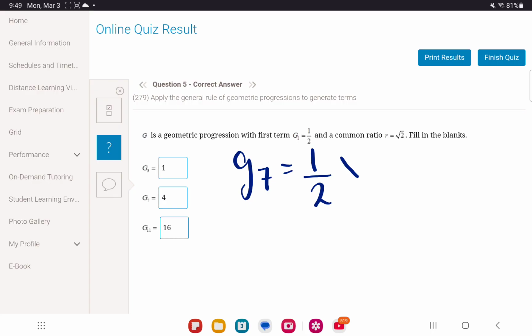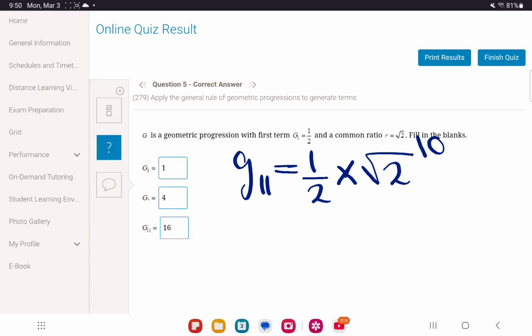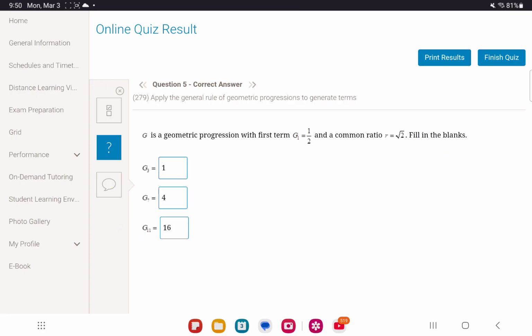Now, let's keep going. They want G11, so G11 equals G1, which is 1 over 2, times R, which is radical 2, to the power of 10, because 11 minus 1. You get 16. And that's how you solve that question.